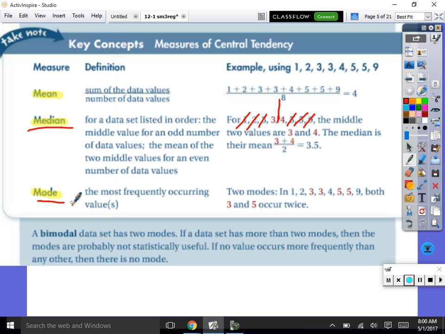Mode is what happens most frequently. This one has 2 3s and 2 5s, so it's bimodal. That means there's 2 modes. So 3 and 5 would be our modes. Sometimes there's only 1 mode. You'd just say 3, for example, if there weren't 2 5s. But if there are more than 2 modes, statistically, it's not important. It's all affecting the data the same. So after 2 modes, you say no mode. Does that make sense? If I added on a 9 here, you see how there'd be 3 modes? There'd be no mode. 2 modes is the most modes you can have.